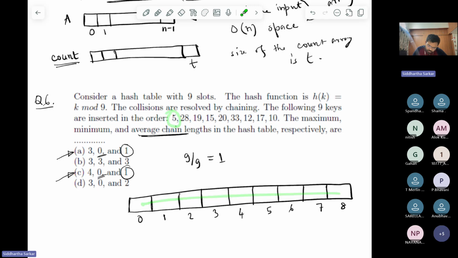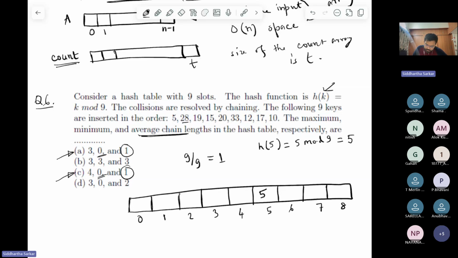So how do you do that? We have to compute h(5). As per the hash function, it is 5 mod 9. That means if you divide 5 by 9, what is the remainder? It's 5. So in position 5, I will place the number 5.